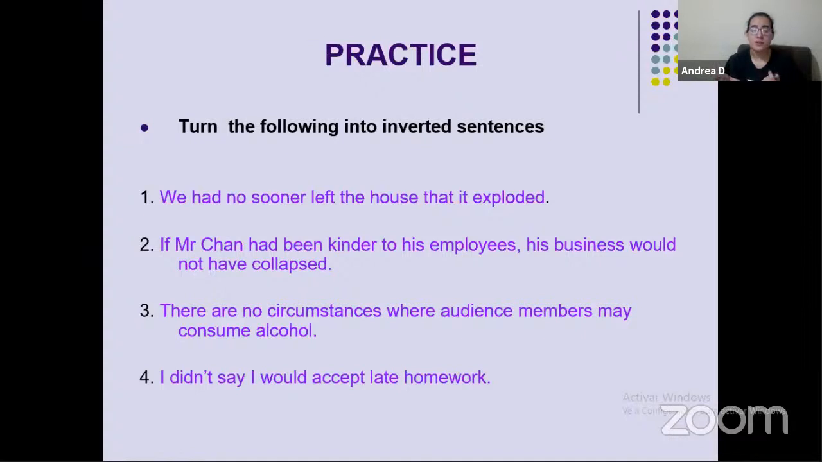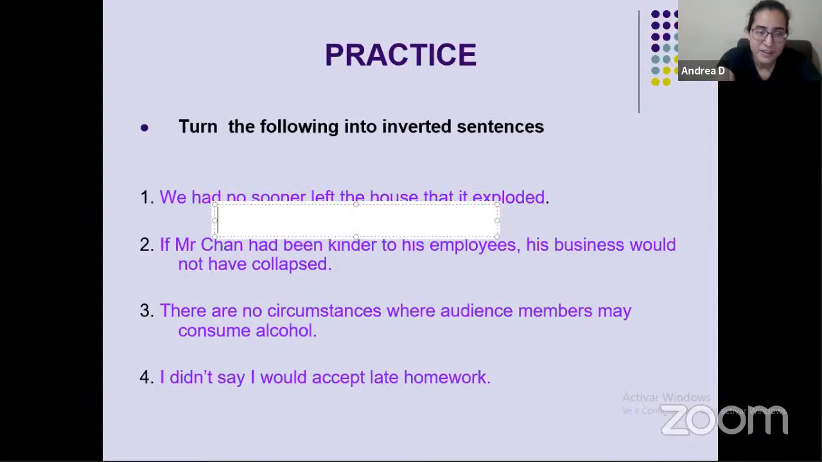So you cannot ask a question like never say I. You don't ask a question like that. Never did I say I would accept late homework. Exactly. Never did I say I will accept late homework. Think of it as a question. I forgot that it's like a question.